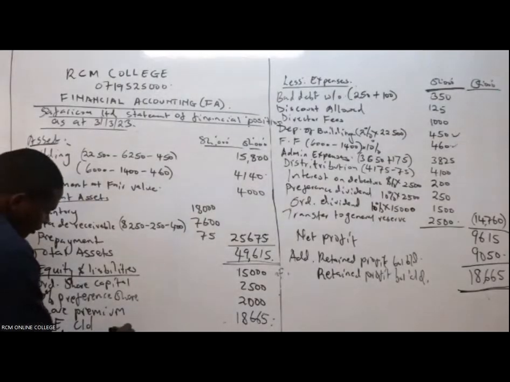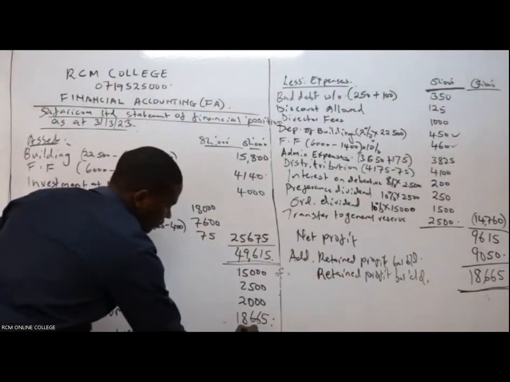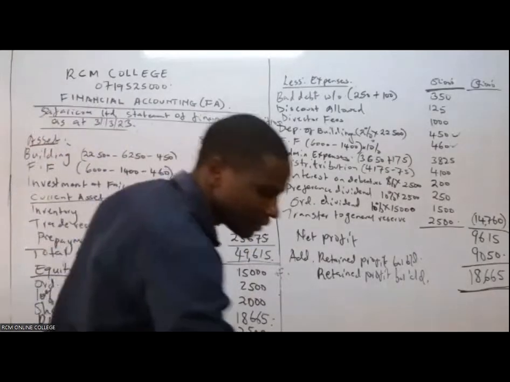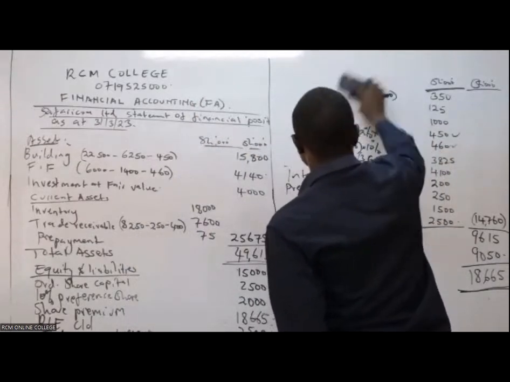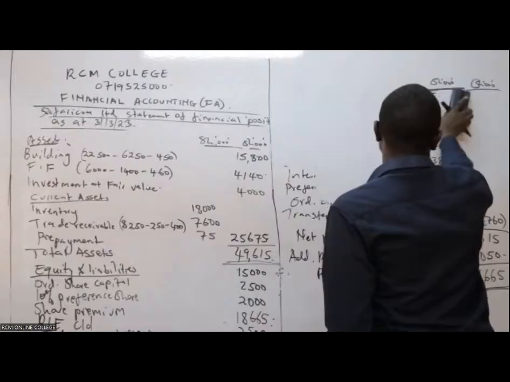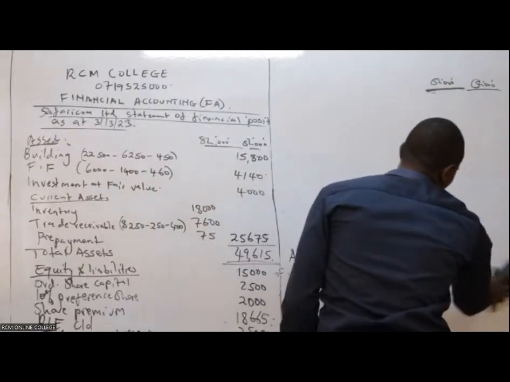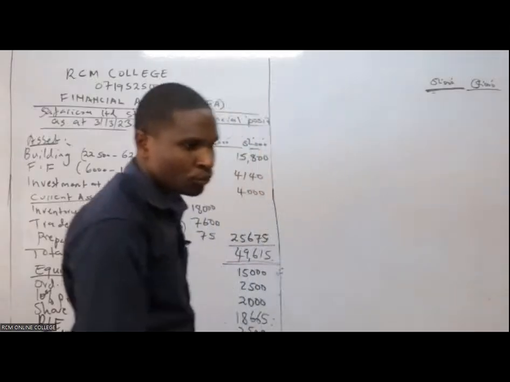General reserve. How much was it? The reserve was 2,500. Thank you. We are almost done. We shall finish this now. That was the objective of today, to finish up with this.